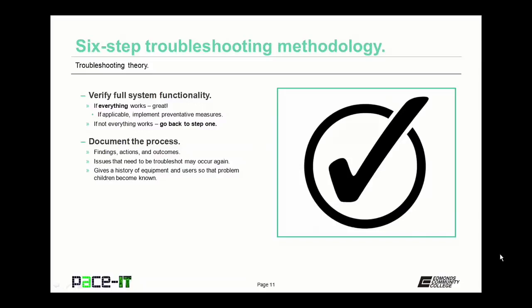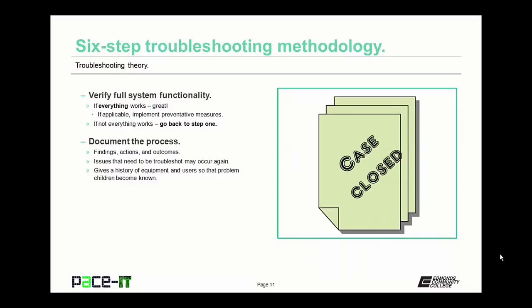If everything works, great. This is where, if it's applicable, you implement preventative measures to prevent the problem from occurring again. If full system functionality has not occurred, well, that's not quite so great. Now you need to go back to step 1.